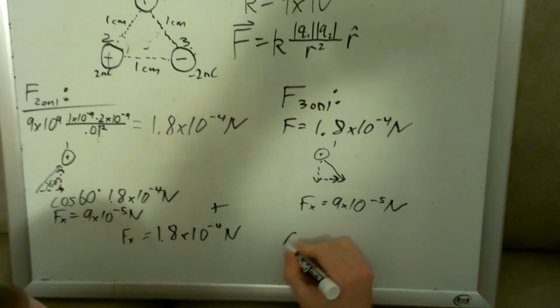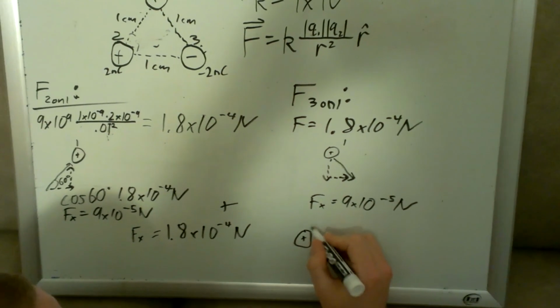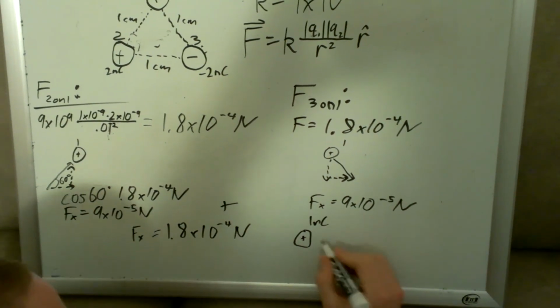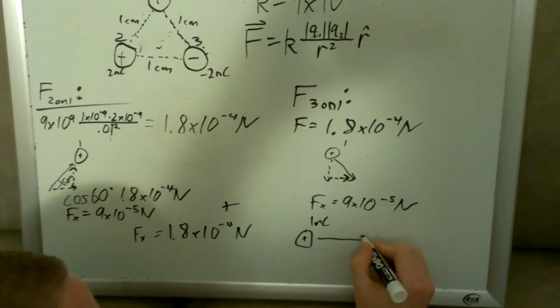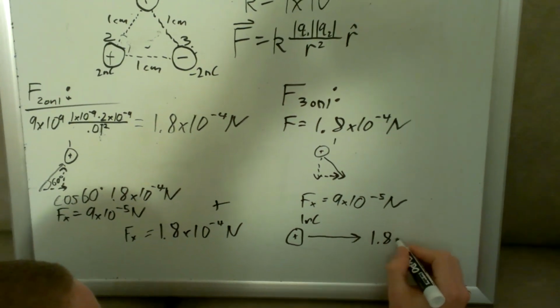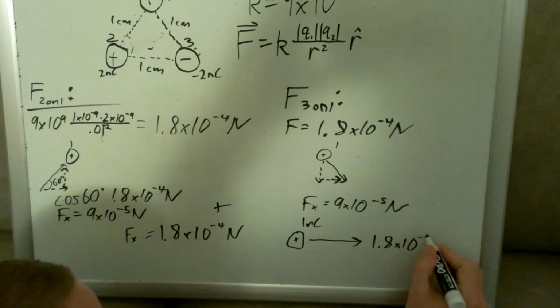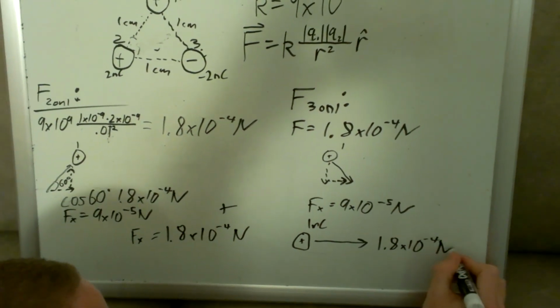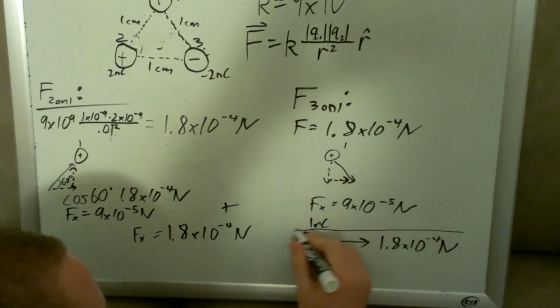So to bring it all together, this is our 1 nanocoulomb charge, and it's being pushed to the right with a magnitude of 1.8 times 10 to the negative 4th newtons. And that is the answer to the problem.